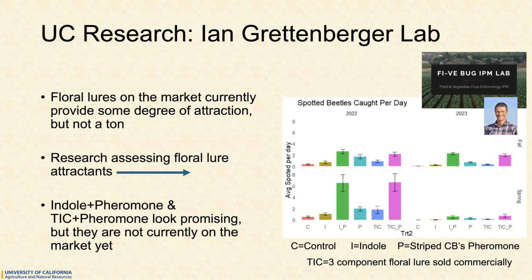And here's some research results that he shared. So thanks, Ian, for sharing this and doing this work. This is just one example of some UC research on this bug. So they found that the indole and pheromone and TIC, which is like a 3-component floral lure that is sold commercially, plus the pheromone of the striped cucumber beetle, those combinations look promising, as you can see here in this graph. That's the green and pink bars. And on the y-axis, we've got average cucumber beetles caught per day. But they're not currently on the market yet.